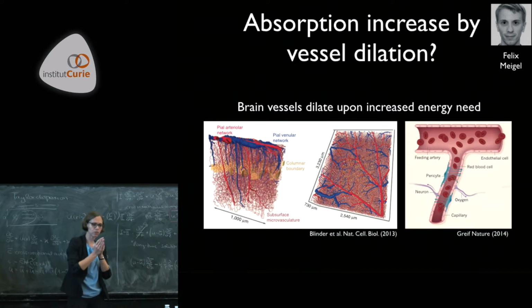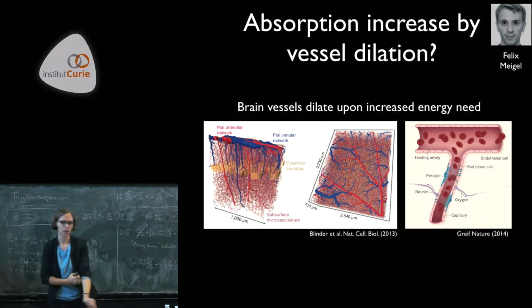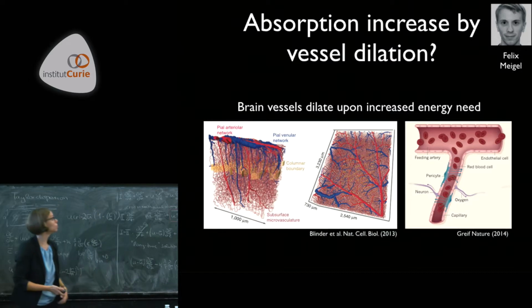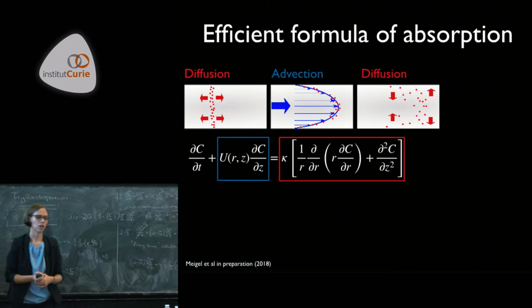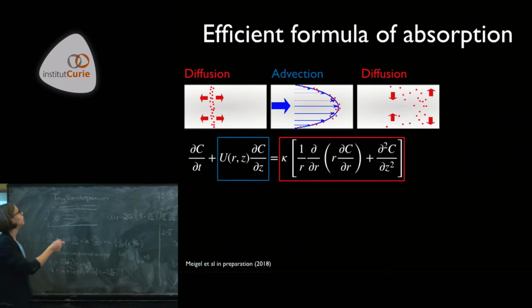So I have this process of dilating a vessel, and now I want to understand how much the supply of oxygen can be changed by locally dilating a vessel. I mean, how much do you get out of this? Is this a useful mechanism? To make progress on that, first of all, again, we need an efficient formula for now absorption. So absorption is the supply of oxygen along the tube vessel.